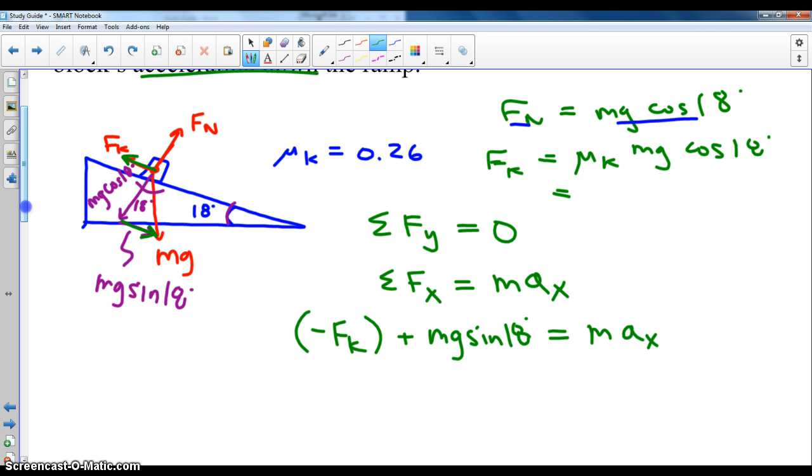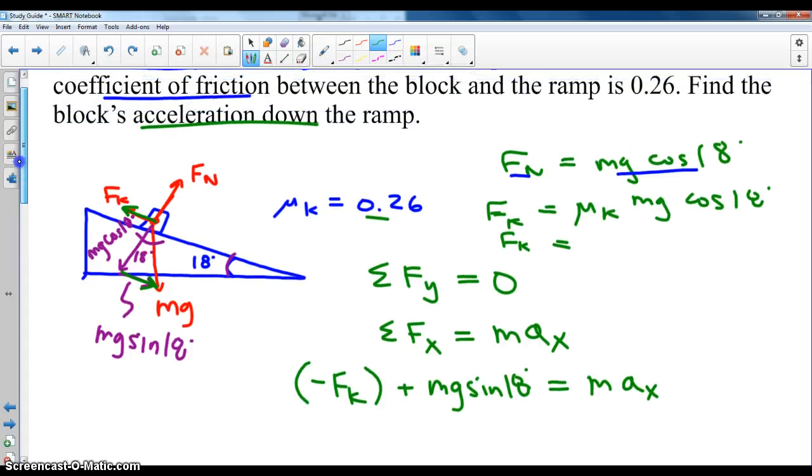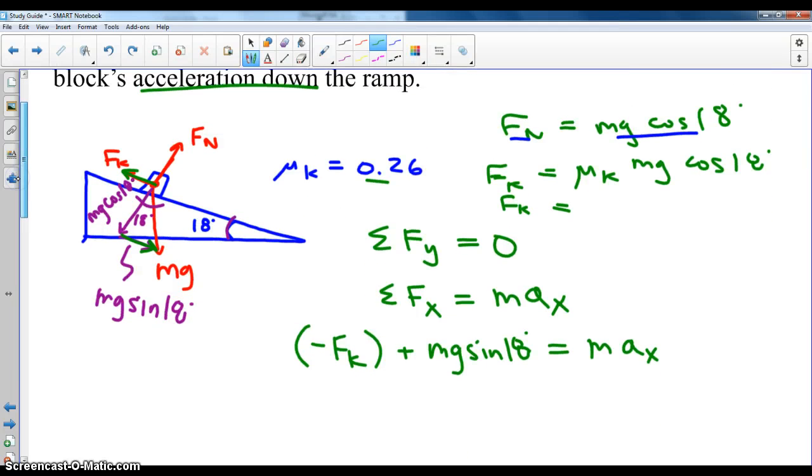If you plug in the values, mu is 0.26, and show this work, write it out in your work. The mass is 3.2, g is 9.8, cosine 18, so many things in this calculation. Make sure you're in degrees. You get 7.75.